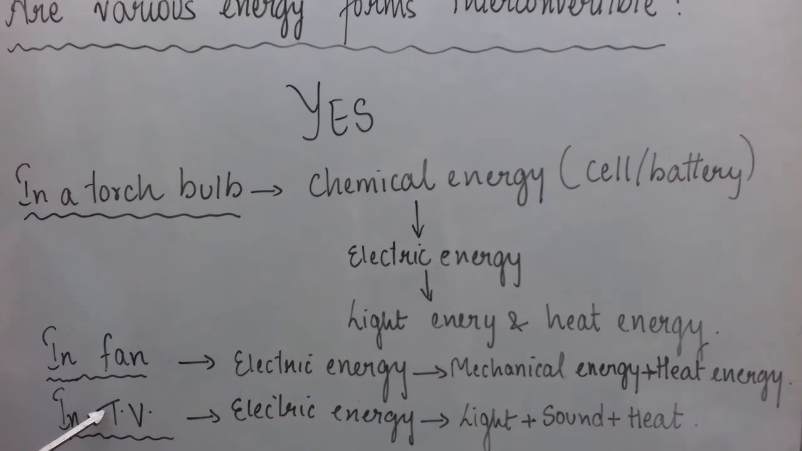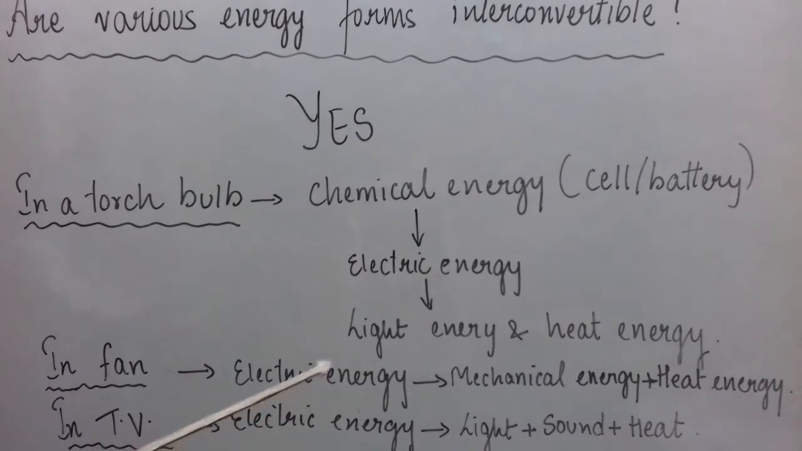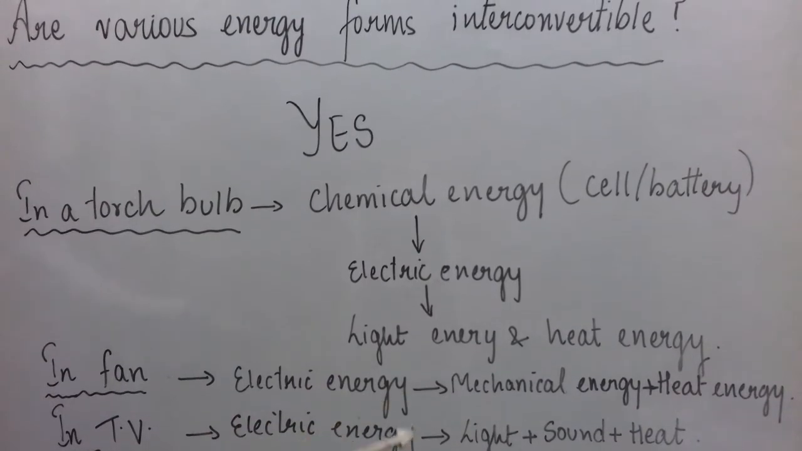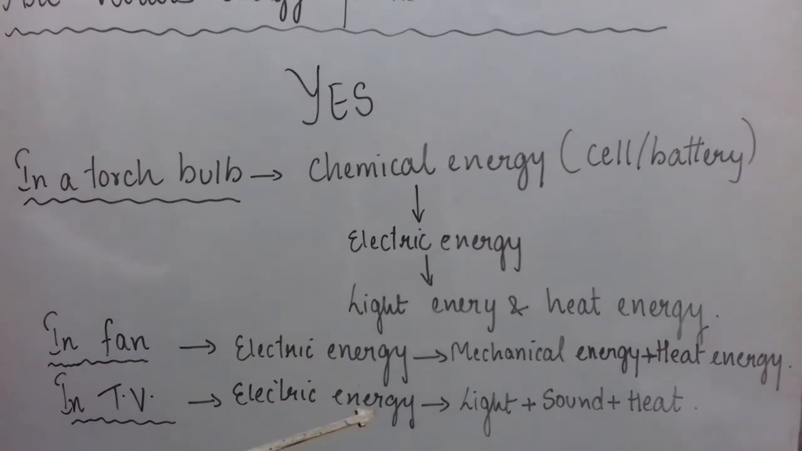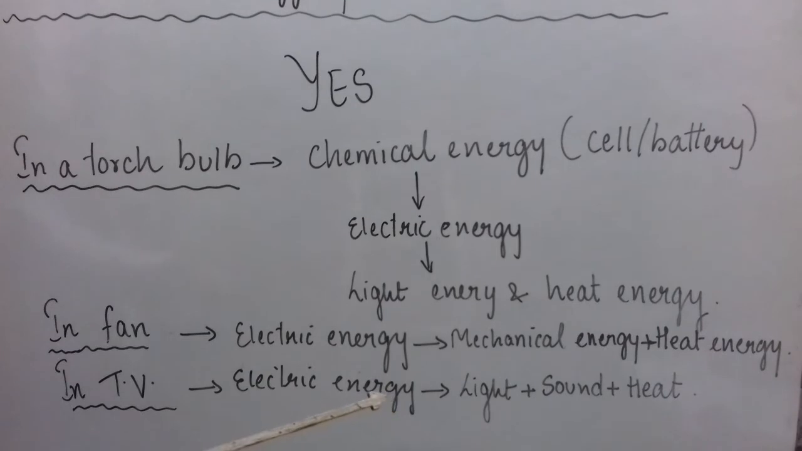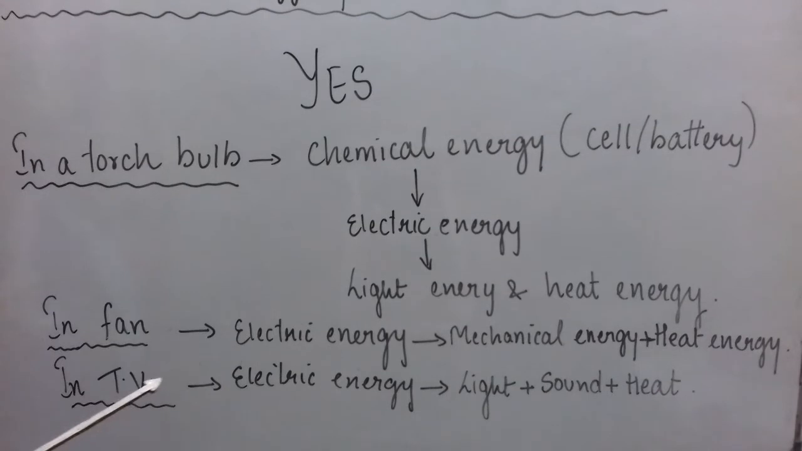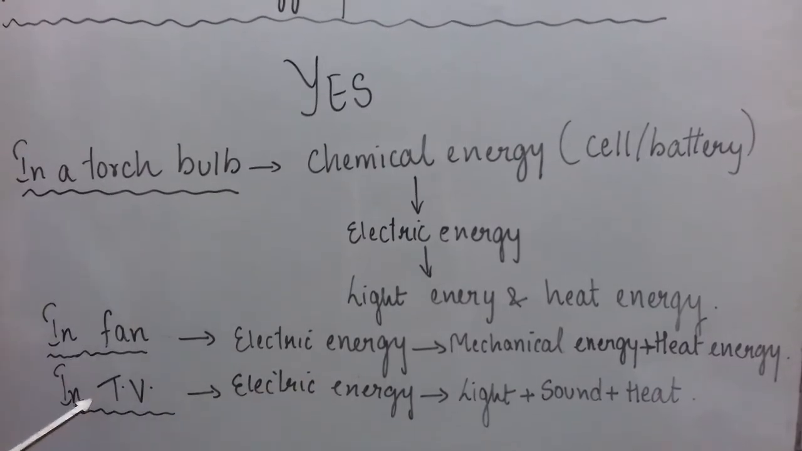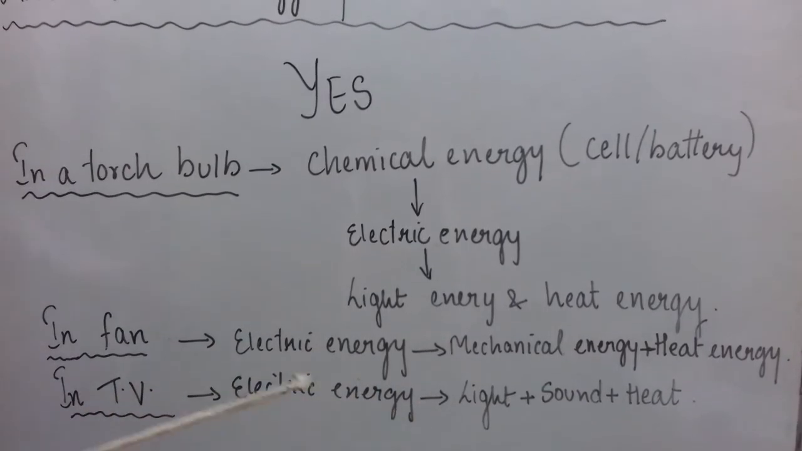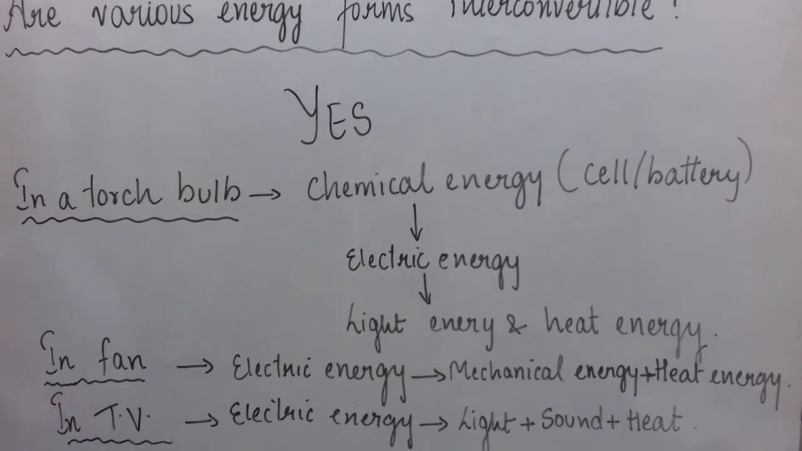Similarly, when we talk about a TV, when we switch it on, electric energy gets converted into light energy, sound energy and heat energy. Light, because we are able to see the screen; sound, because we can hear it. Heat is produced again when it is kept on; you can feel that it becomes hot after some time. And maybe some kind of mechanical energy is produced in the internal parts of the TV that we can't see. But at least these three conversions you can answer easily. Let us consider one or two more examples.